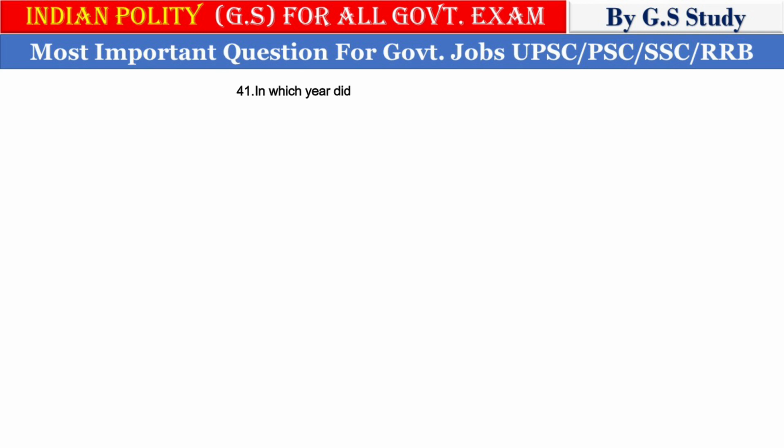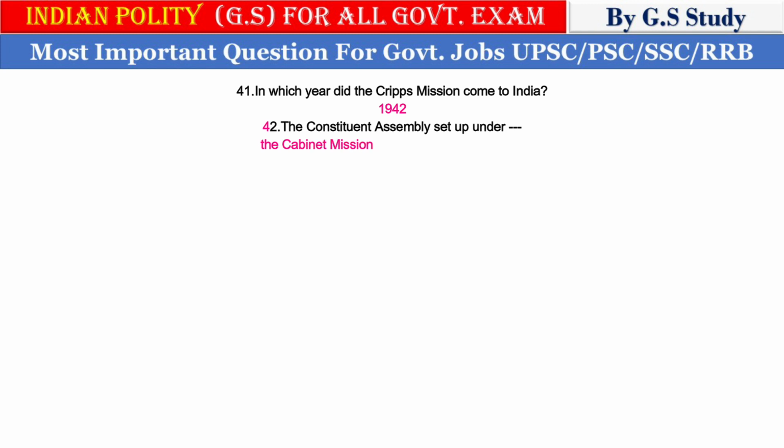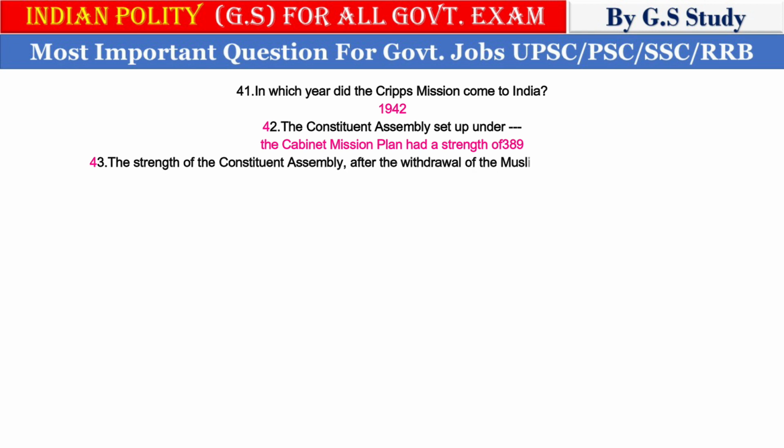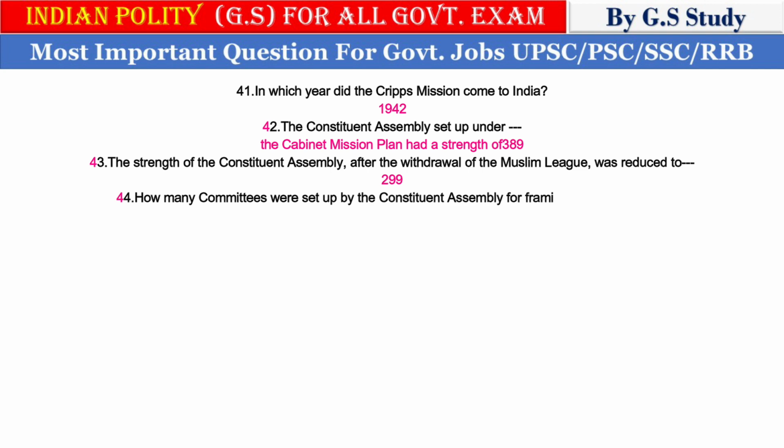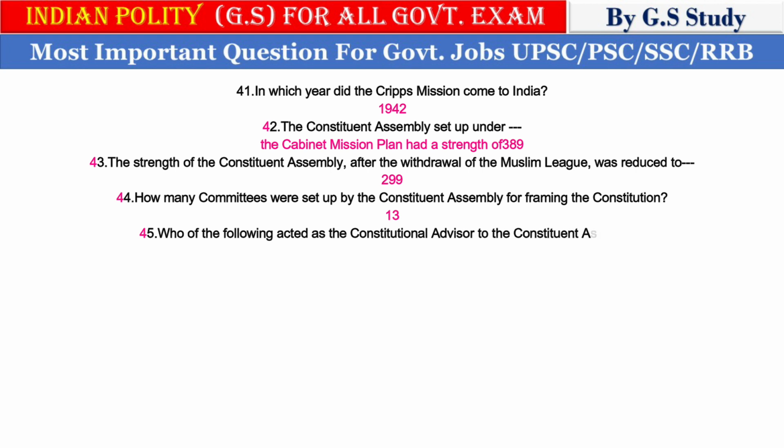41. In which year did the Cripps Mission come to India? 1942. 42. The Constituent Assembly set up under the Cabinet Mission Plan had a strength of 389. 43. The strength of the Constituent Assembly, after the withdrawal of the Muslim League, was reduced to 299. 44. How many committees were set up by the Constituent Assembly for framing the Constitution? 13. 45. Who of the following acted as the constitutional advisor to the Constituent Assembly? B. N. Rao.